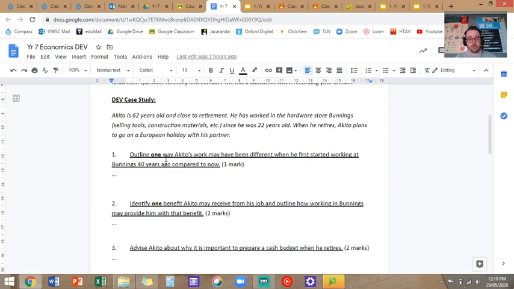So all these questions afterwards are going to relate to this information here. So question 1, outline one way, so just one way, that Akito's work may have been different when he first started working at Bunnings 40 years ago compared to now. So I've read the question. I know I need to outline just one way that his work was different 40 years ago compared to now. I know it's worth 1 mark, so I'm only going to write 1 or 2 sentences, spend a couple of minutes on it, 2 or 3 minutes, 5 minutes max.